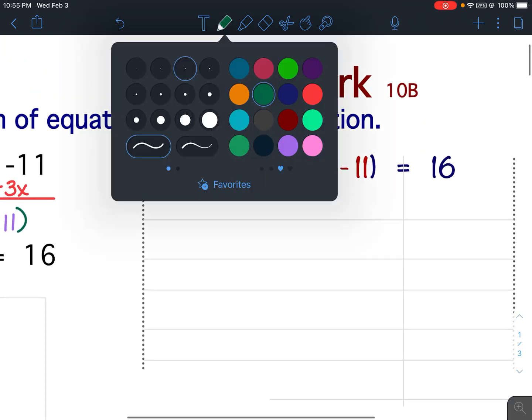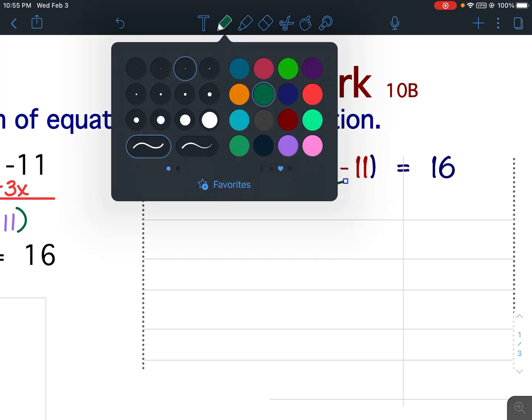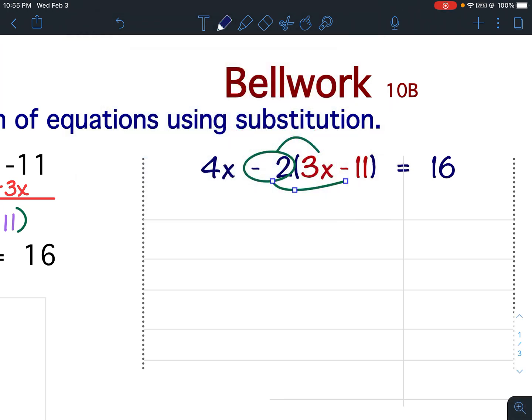First step is the distributive property. Now this is a negative 2 here, so I need to be careful when I multiply. So I bring down the 4x. Negative 2 times 3. Again, this is the distributive property. I'm multiplying that outside term times each term on the inside.